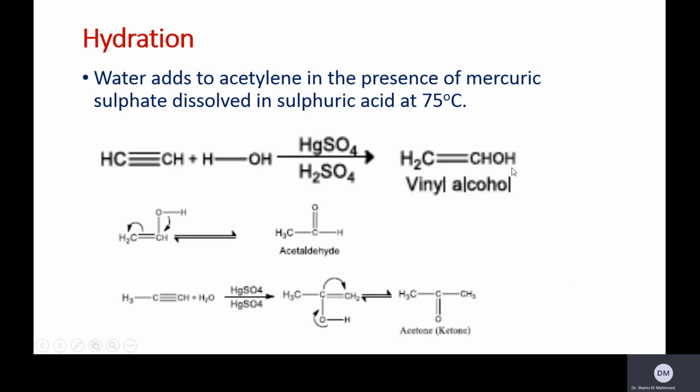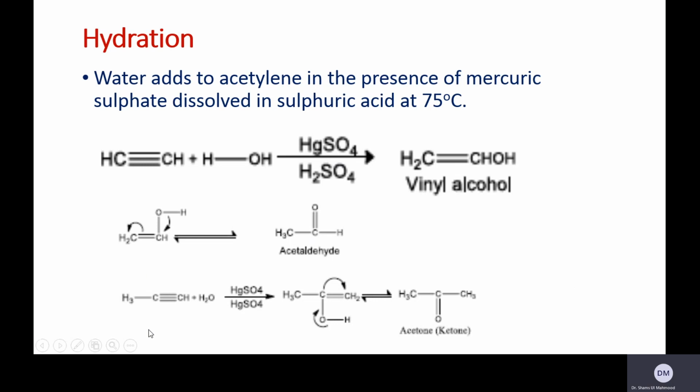But before adding another water molecule, this vinyl alcohol undergoes some rearrangement. The hydrogen of this alcohol moves from here and goes to this carbon. And there they make a carbon-oxygen double bond, and this double bond moves to the single bond. And we get CH3, single bond, C double bond O and H. So this is acetaldehyde. So this vinyl alcohol during the reaction undergoes some rearrangement and hydrogens move from one atom to the other atom. This is called tautomerism, as we discussed in keto-enol tautomerism.